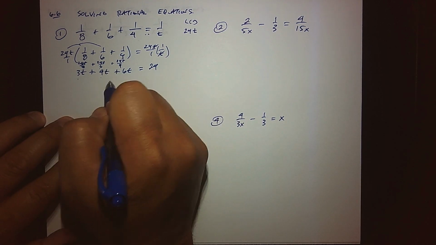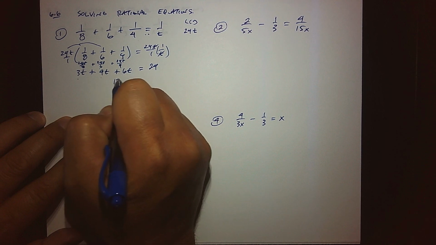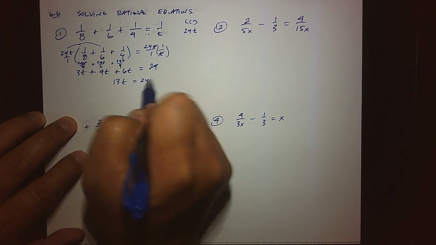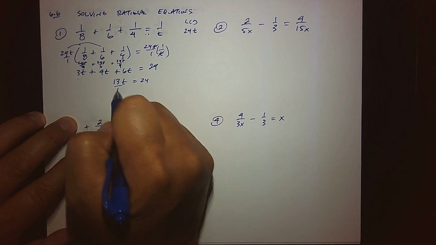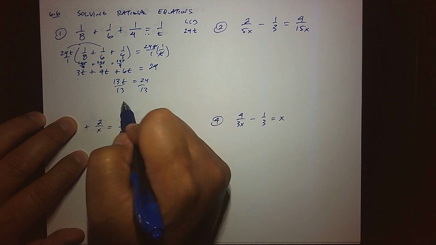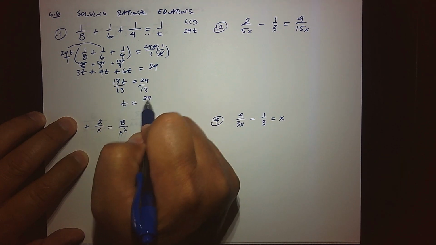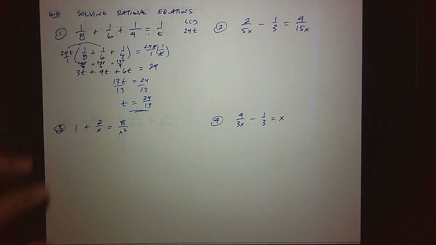Combining like terms, I believe that this is 7 and 6, this is 13t equals 24. Divide both sides by 13, and we get our answer. So there's our solution, using the LCD to clear the fractions.